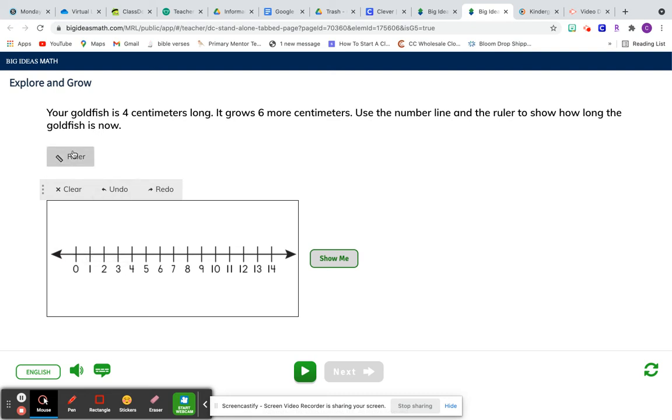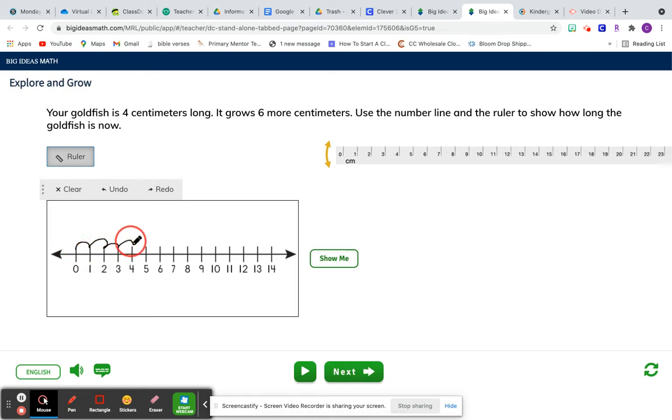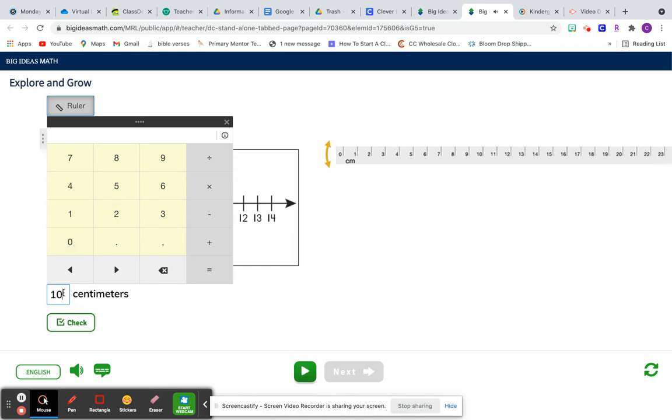Okay, so if our goldfish is 4 centimeters, we have centimeters on here, 1, 2, 3, 4, and it grows 6 more centimeters. We're going to add 6. 1, 2, 3, 4, 5, 6. So our goldfish went from 4 centimeters to 10 centimeters. How long is the goldfish now?